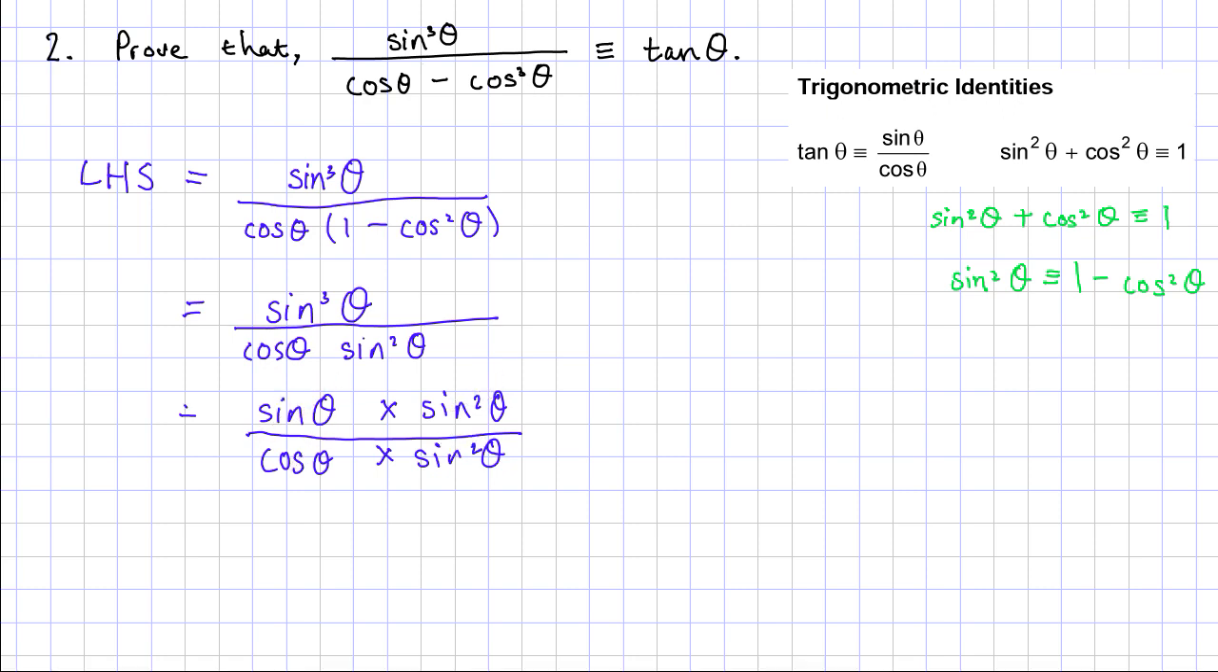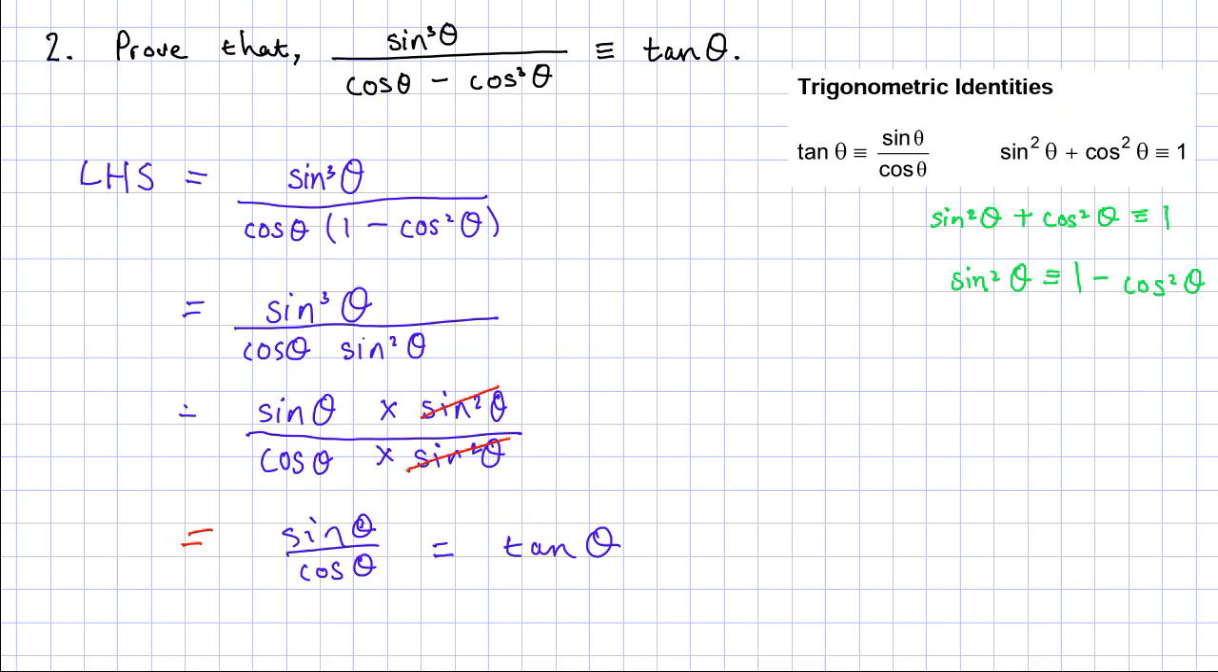Okay, so now I can see that this will cancel with that, and I'm going to be left with sine theta over cos theta. So let's show that. So that will cancel with that, and then I'm left with sine theta over cos theta, and I know that sine theta over cos theta is actually tan theta. So I can say that this is equal to tan theta, and this is what we needed. We needed to show that this side actually equals tan theta, and this is what we've done.